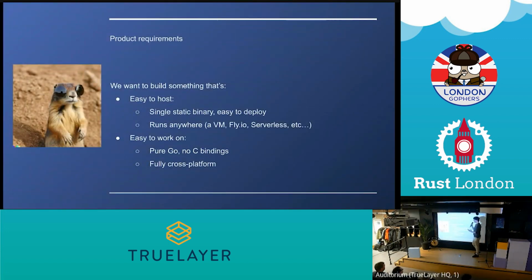So we want something that's easy to host. We don't want to be releasing multiple binaries and running separate processes and all that sort of stuff. We want to be able to run it in a container, on a server, anywhere, right? We also want to make it easy to work on. So we want it to be pure Go. We don't want to have any C bindings, and we want it to be fully cross-platform. So somebody with a Windows machine can run it, somebody with a Linux machine can run it, somebody with a MacBook can run it. Anyone, right?